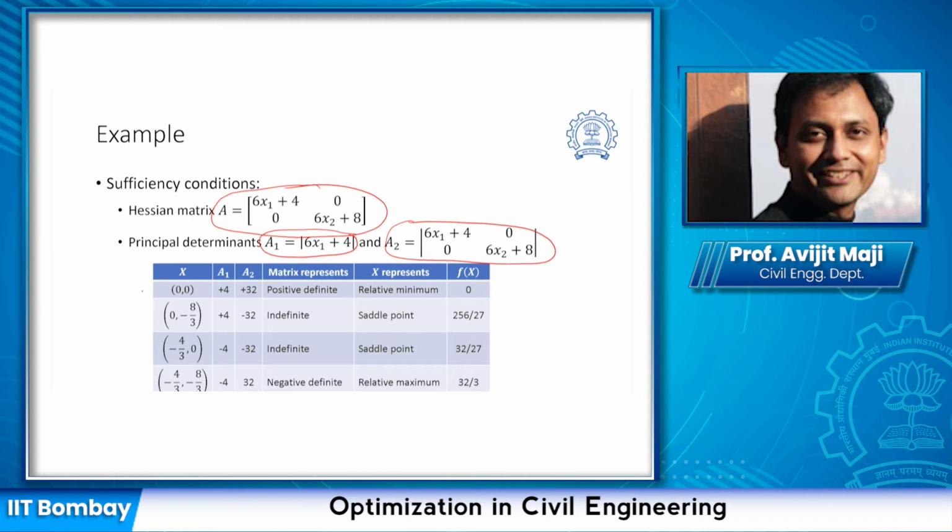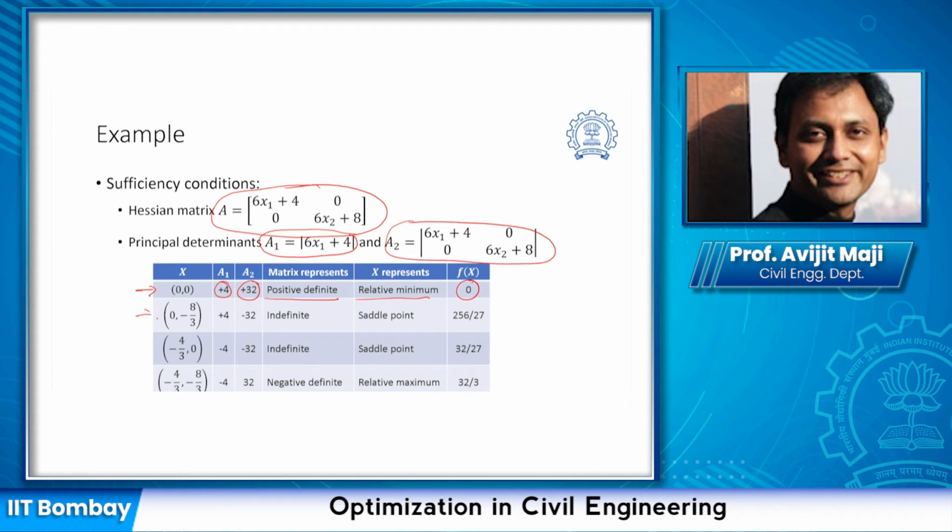The first point, which is 0, 0, if we check the principal determinants, the first value is positive 4, the second is positive 32, and this indicates the matrix is positive definite. So this point 0, 0 is going to represent a relative minimum, and if we find out the function value, we'll see that the function value is 0.